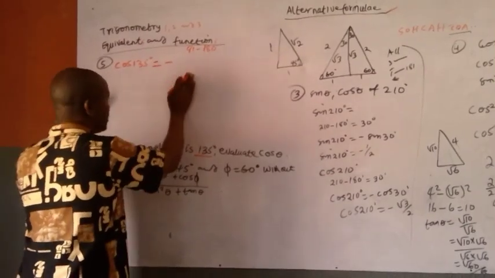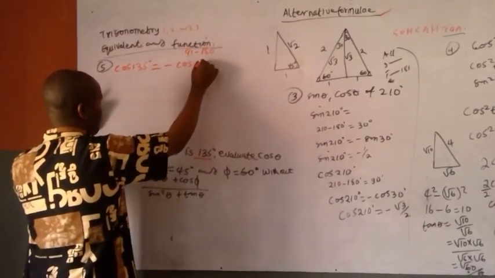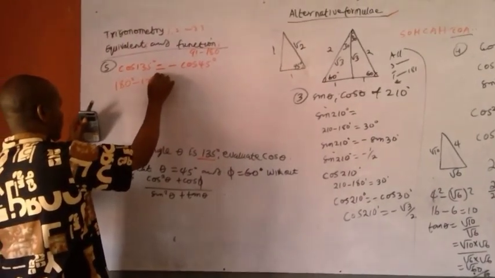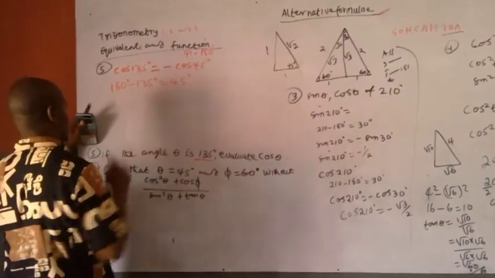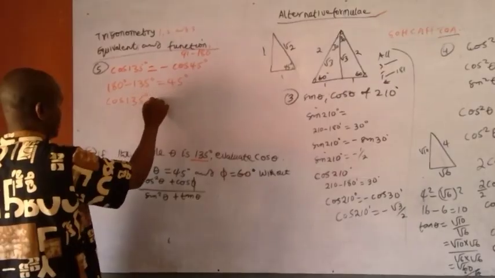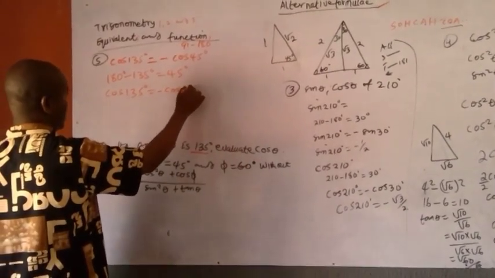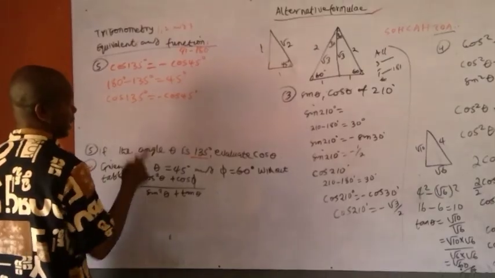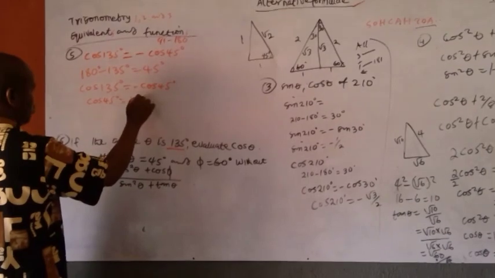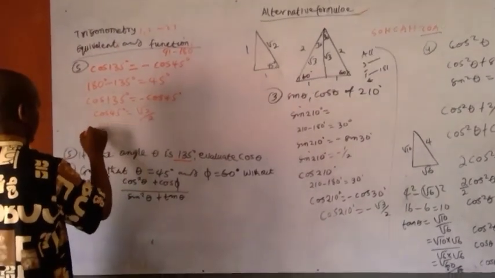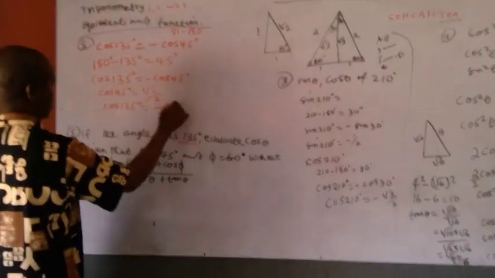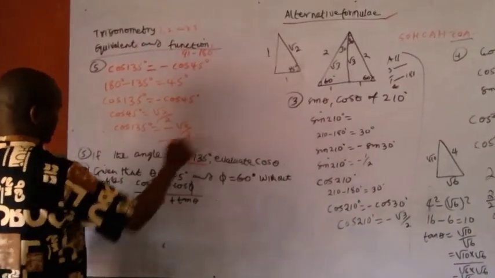Okay, so this one is also equivalent to cos 45 degrees. Don't forget that 180 degrees minus 135 is equal to 45. That is how we work it out. So when I come back, I can say that here is equivalent to this. And don't forget, in our previous diagram, you see that cos 45 actually is root 2 all over 2. So invariably, we can say that therefore cos 135 degrees is equal to minus root 2 all over 2. And that is the answer to that.